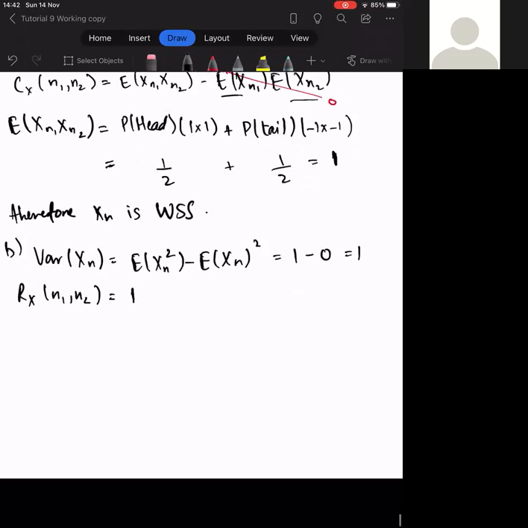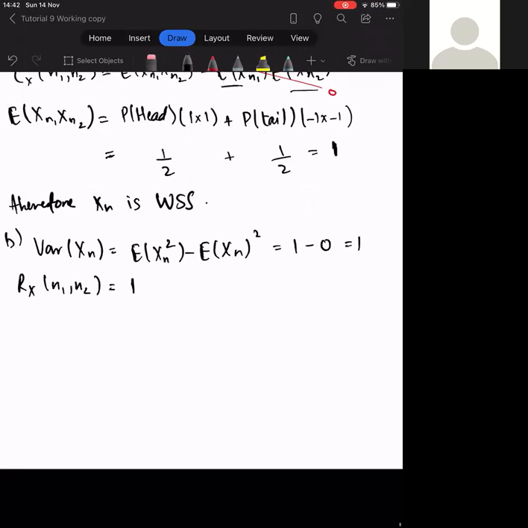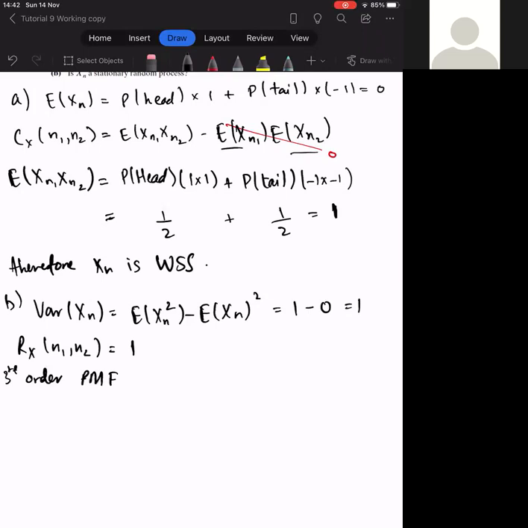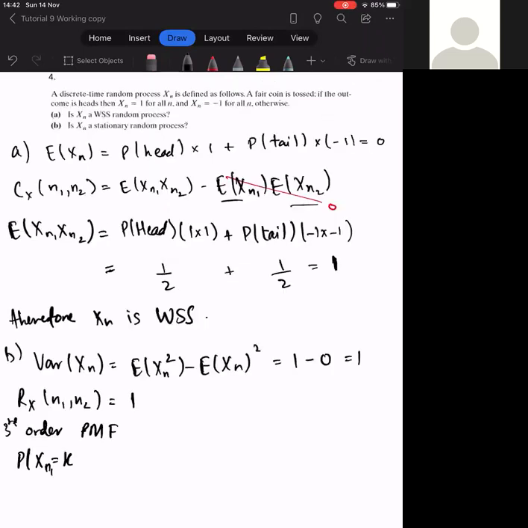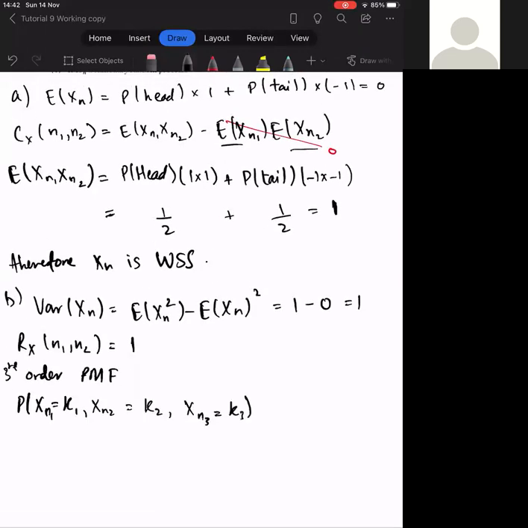Third order PMF के लिए भी हम देख लेते हैं कि क्या होगा. So in the third order PMF, we will have the probability of xn1 equals k1, xn2 equals k2, xn3 equals k3. इस सारी चीज की जो PMF है, that will just be 1/2 for k1 equals k2 equals k3 equals 1, and 1/2 for -1, and 0 otherwise, just to complete it.